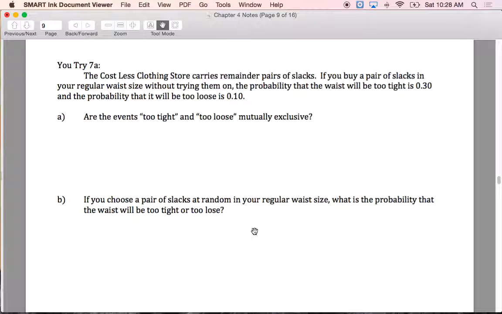Yes, those have to be mutually exclusive because you can't have pants that are both too tight and too loose in the waist. So yes, those would be mutually exclusive. So if we want to find that probability, all we have to do is add the two together.